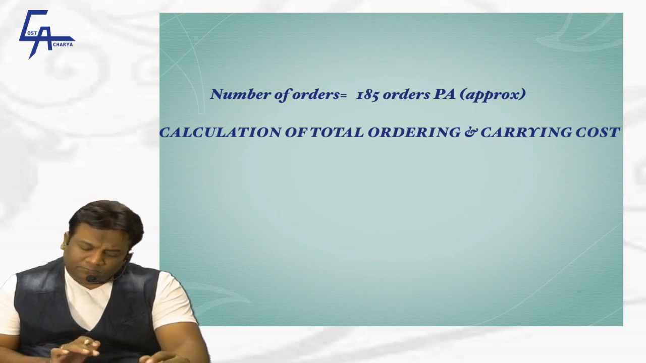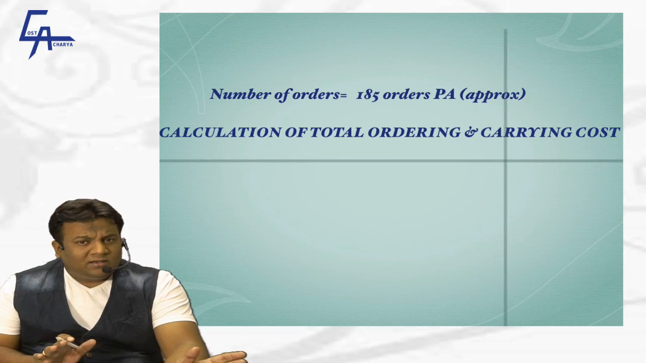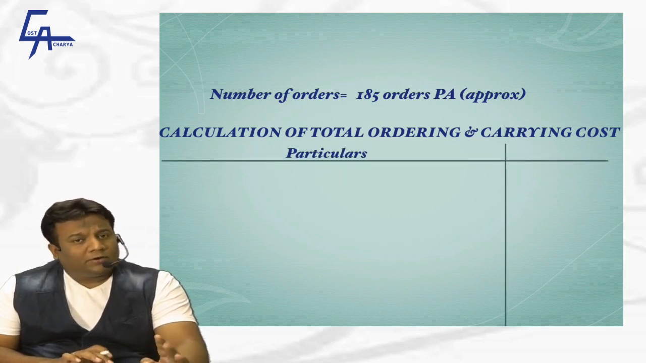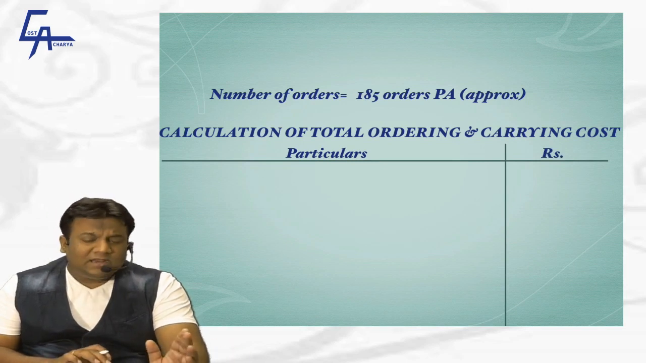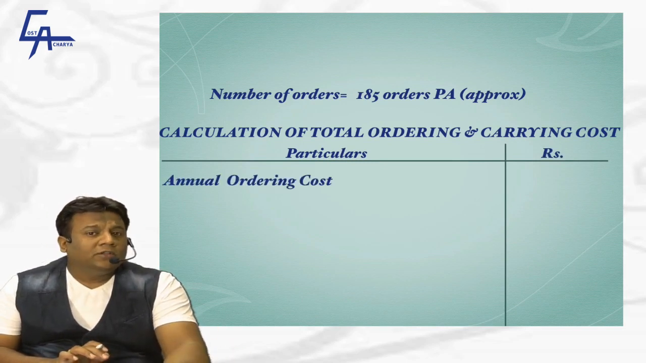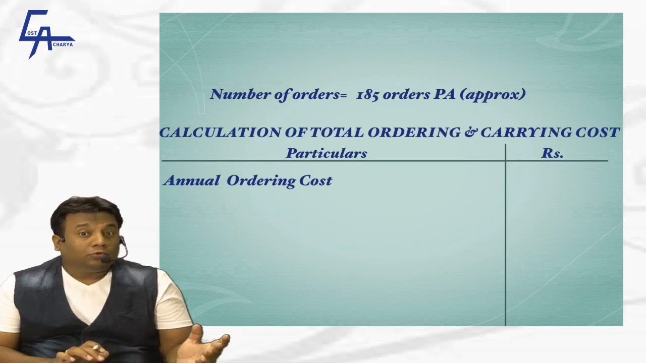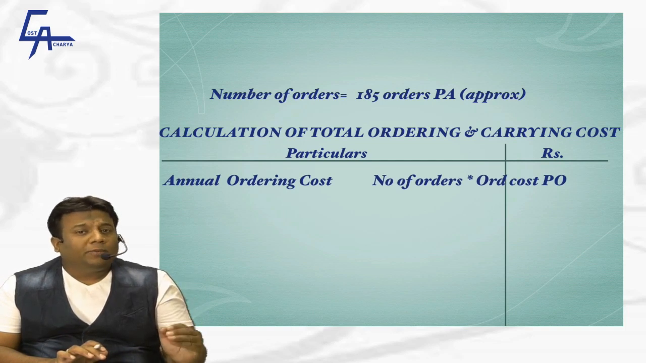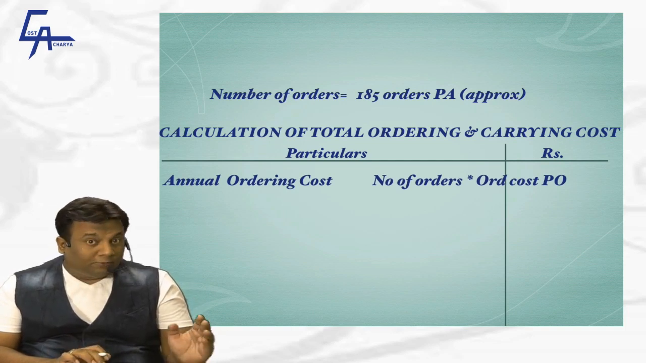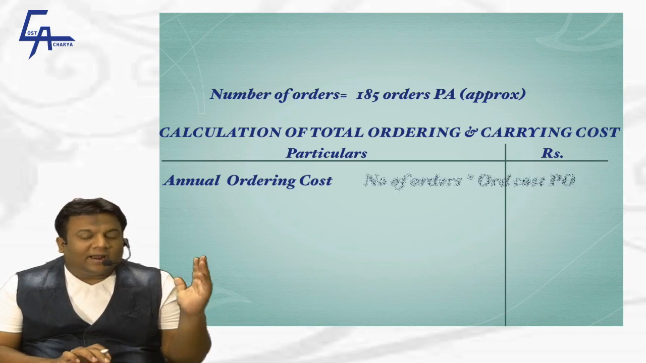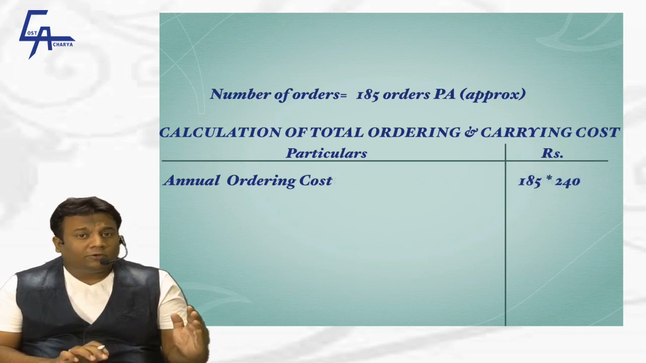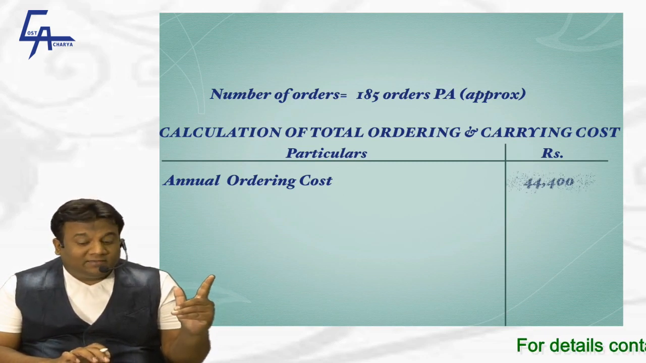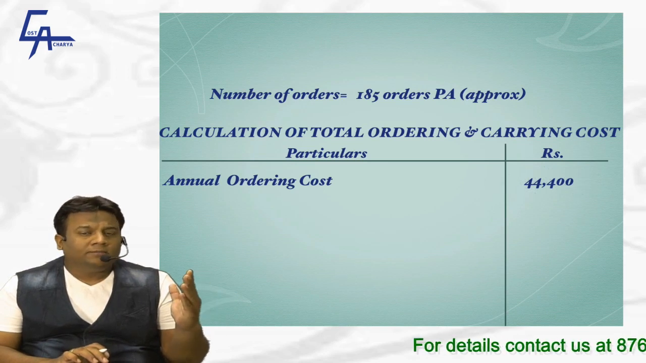ordering and the carrying cost. How to do that? Very simple. We can calculate that in a tabular form, like say for example the particulars column and the rupees column. How to do that? Simply we need to calculate first of all the annual ordering cost. So my annual ordering cost is, how to do that? Annual ordering cost will be number of orders multiplied by the ordering cost per order, right? So number of orders, we just now calculated that. It is 185 multiplied by ordering cost per order is 240. So 185 into 240, that will be, yes, it will be 44,400, right?